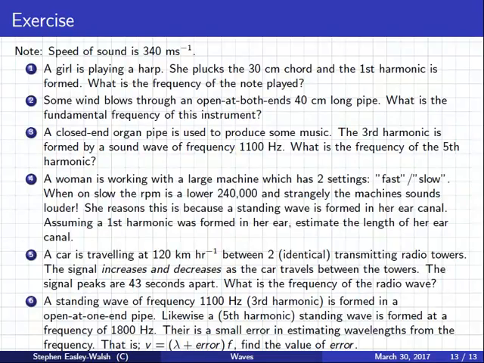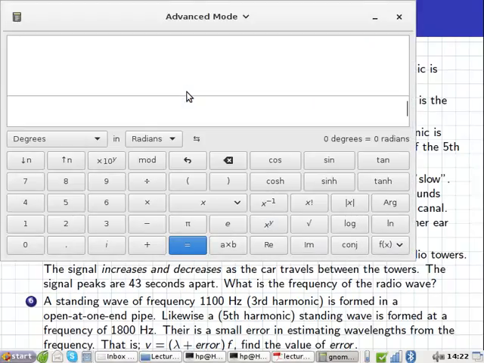Centimeter chord and the first harmonic is formed. What is the frequency of the note played? So what's the wavelength here? 60 centimeters. And frequency equals V over lambda. So it's 340 over 0.6. 340 over 0.6 is... the ugly one indeed. 567 hertz. So if you can write that down as the first answer.